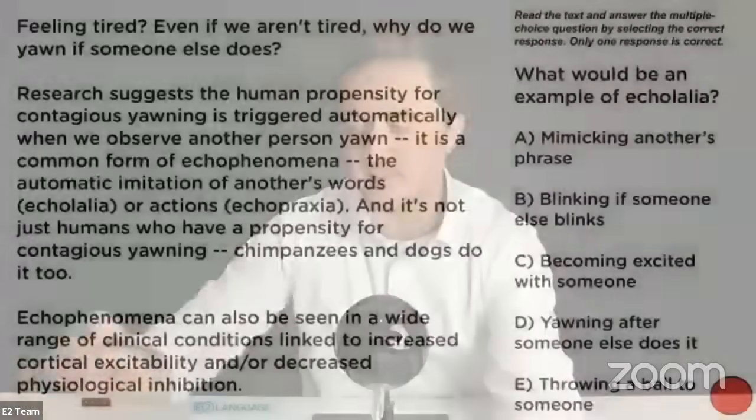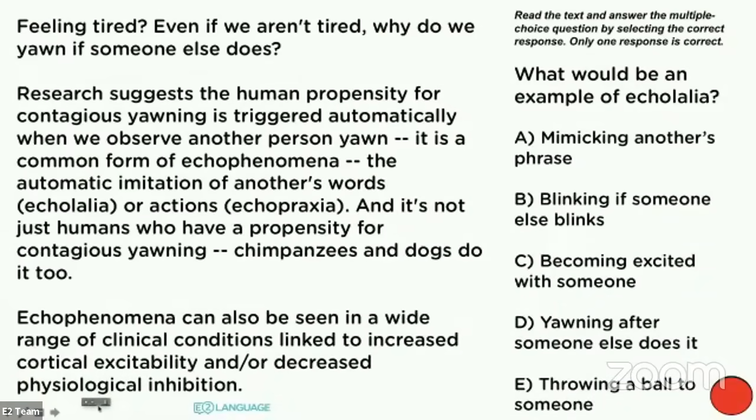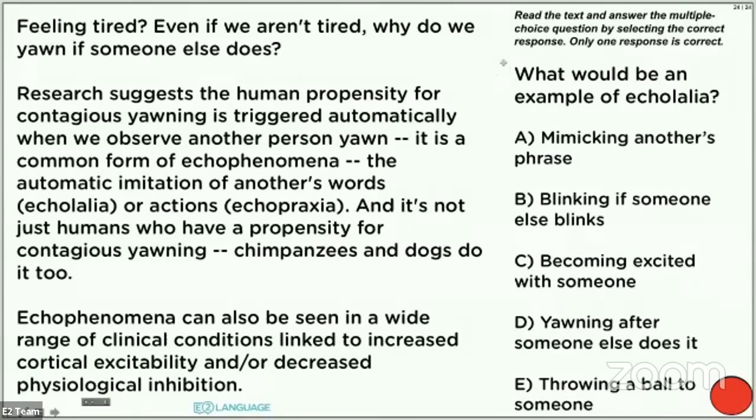Yeah, this one's a little tricky. Let me walk you through it. Let's read the question prompt because we want to know what we're reading for. What would be an example of echolalia? All right, so this is a strange word. We don't know what this means. In fact, I didn't learn what this means until yesterday when I found this and I thought, oh, that'll make a great question. I've heard the word before, but I wasn't sure. So if you don't know it, that's fine. What would be an example of echolalia?